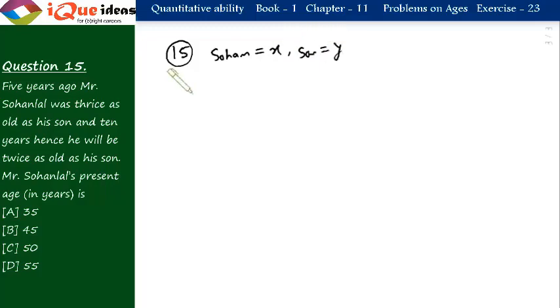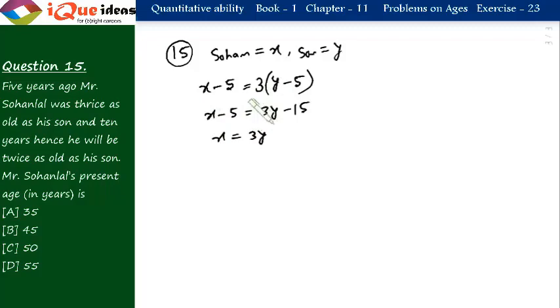Now 5 years ago, father's age would be X minus 5 and son's age would be Y minus 5, and at that time X minus 5 is equal to 3 times Y minus 5. So if you open it, you'll get X minus 5 is equal to 3Y minus 15. So it is X equal to 3Y minus 5 goes to the other side, gets added, so it becomes minus 10. This is one equation.